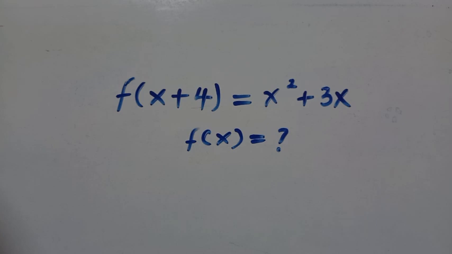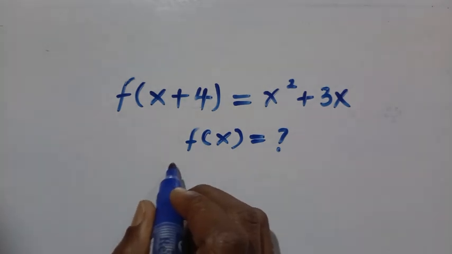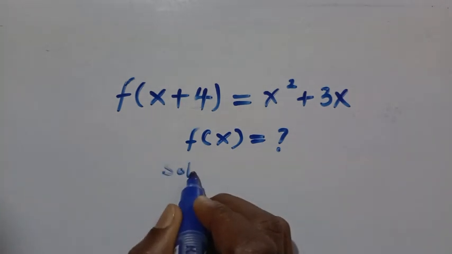Let's see how we can solve these functional equations. We have f of x plus 4 equals x squared plus 3x. And this is the easiest functional equation I've been solving so far. So let's see a solution from here.